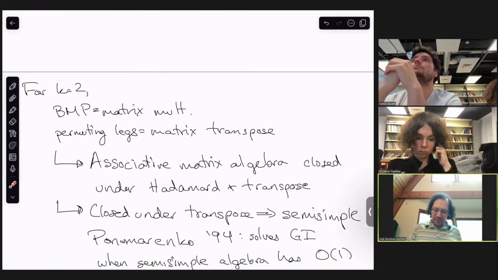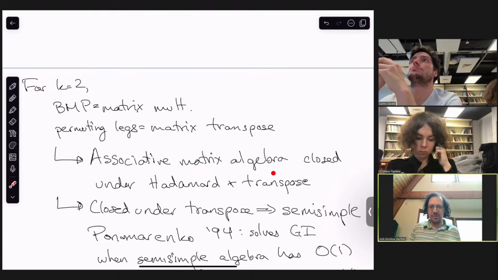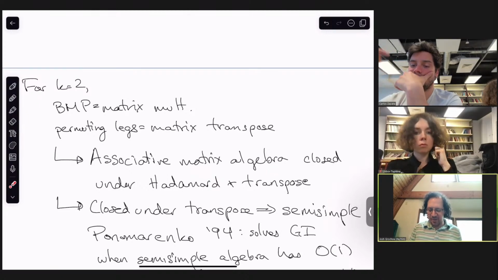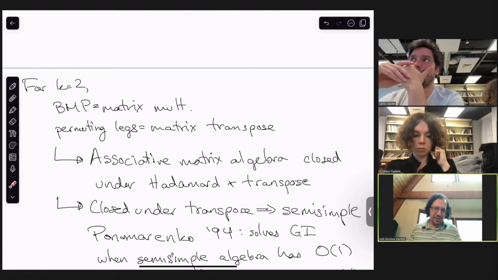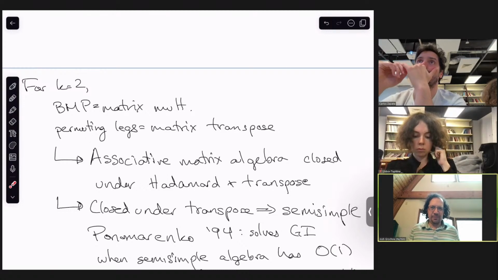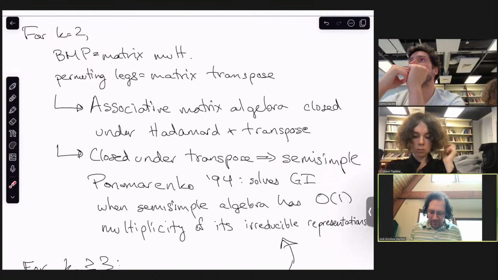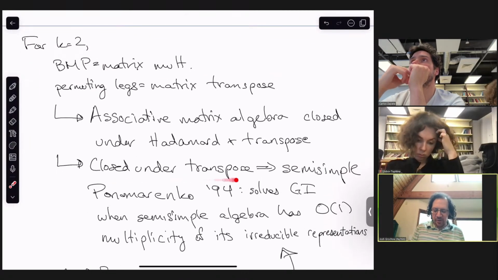So here what we have is an associative matrix algebra, because the Bhattacharya-Mesner product is just matrix product. And it's closed under Hadamard product and transpose. And it contains the adjacency matrix of the graph, and some other things: the identity matrix, the all ones matrix. But the key thing is that being closed under transpose for a matrix algebra implies that it is semi-simple.